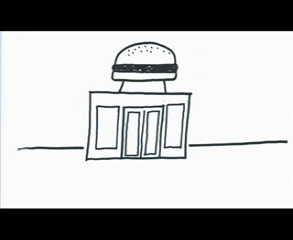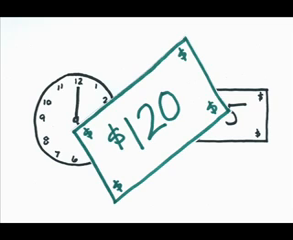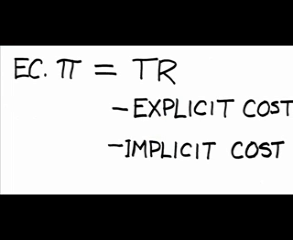Suppose that the farmer could be working in town at the local burger joint for $5 an hour. For every hour he spends farming, he sacrifices $5 salary elsewhere. So if, for example, farming took 3 8-hour-long days for a total of 24 hours, his implicit cost would be $5 an hour times the 24 hours it took him to grow the wheat, or $120. What's the farmer's economic profit then? Economic profit is the total revenue minus both the explicit and the implicit costs.